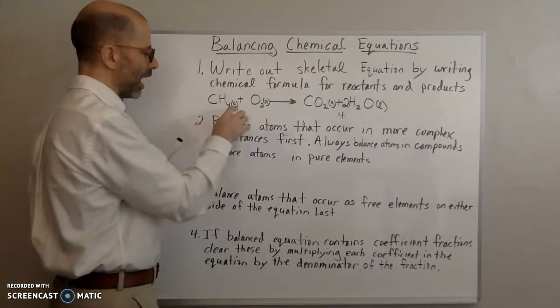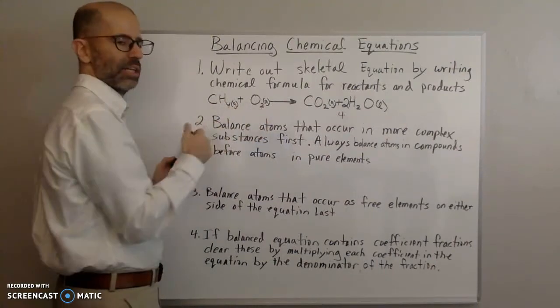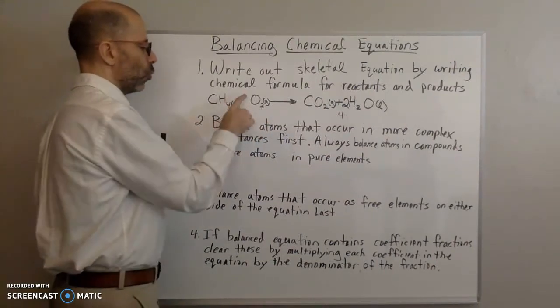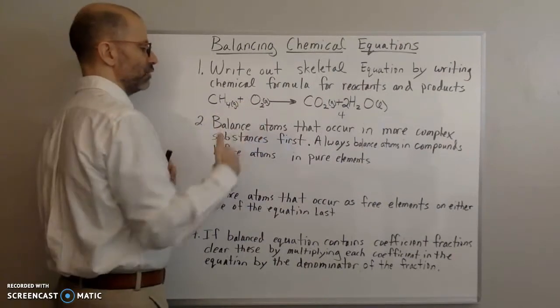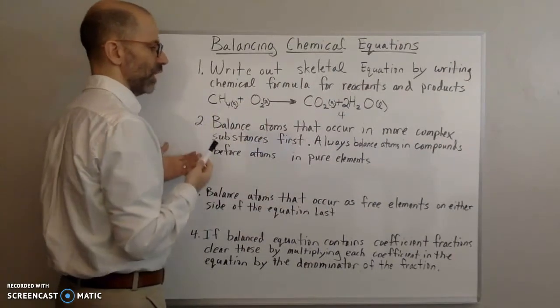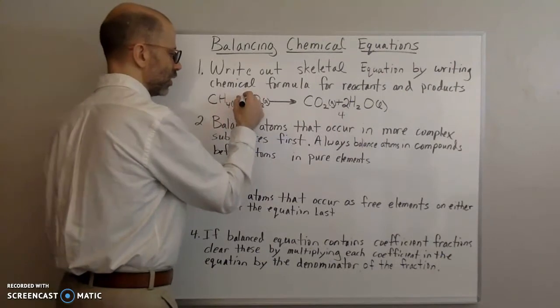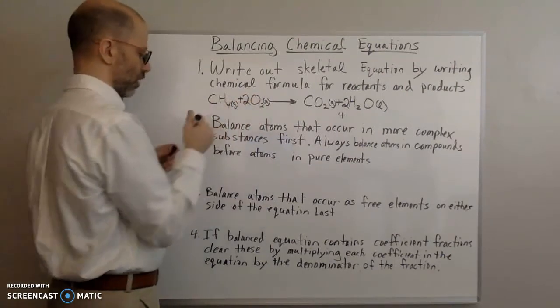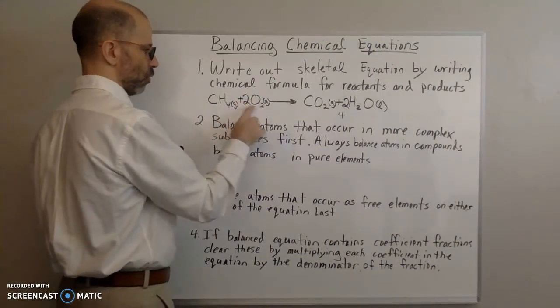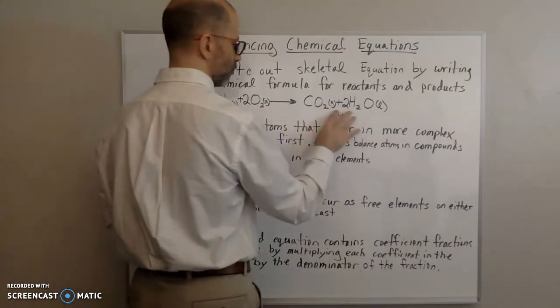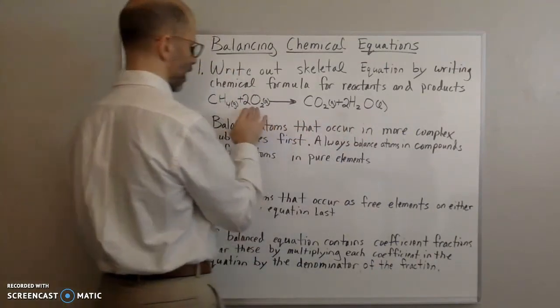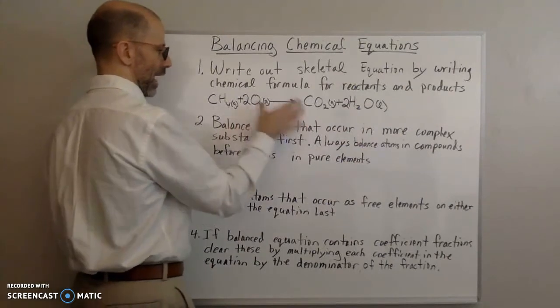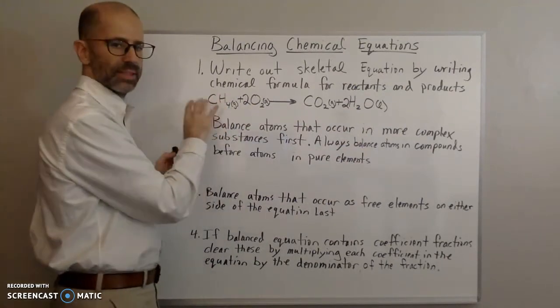So I can't change the subscript. I need to be thinking coefficient. So what times 2 gives me 4? Well, 2 times 2 gives me 4. So that tells me I need to put a 2 in front of the oxygen. So now I have 4, so 4 and 4 on this side. So now my oxygens are balanced, and I didn't have to balance anything else.